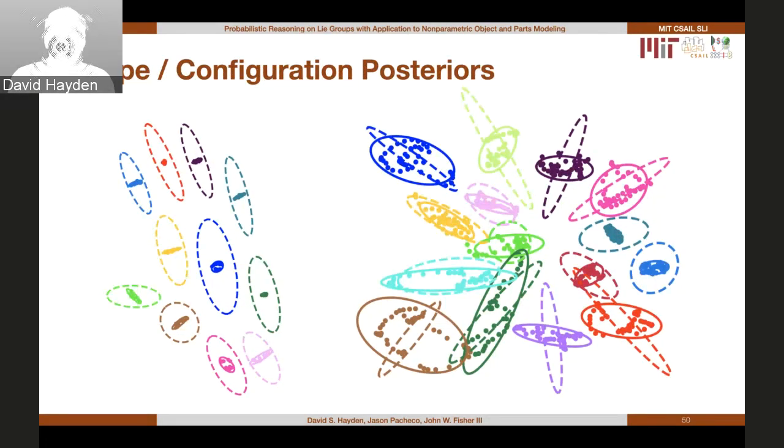We get some shape and configuration posterior. So these dotted lines are sort of the rough shape of each part. And then the solid ellipses are the kinds of motions that they undergo. So you can see that the fingers are undergoing very little motion, whereas the spider, the legs are undergoing a very large amount of motion.